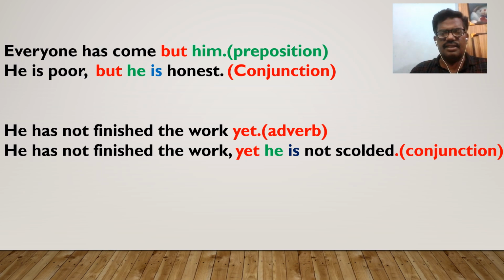In the second set, after the word at, we find no word. So here the word at is called an adverb. In the second sentence of the second set, after the word at, we find a clause that is subject plus verb, that is he plus verb is. So here the word at is called a conjunction.